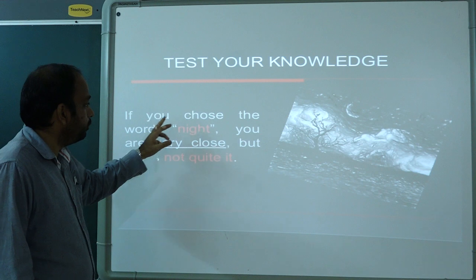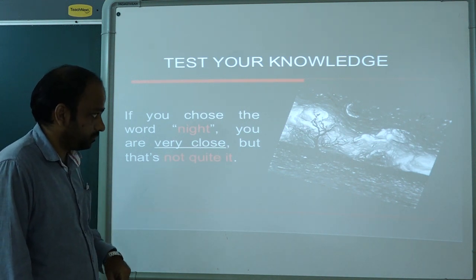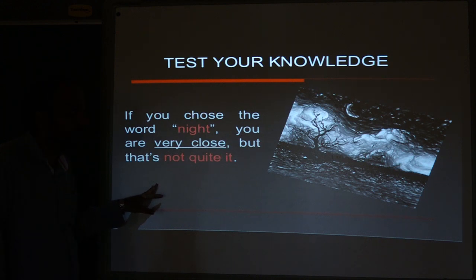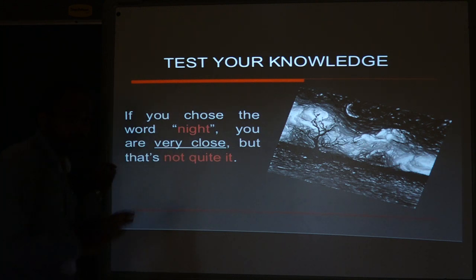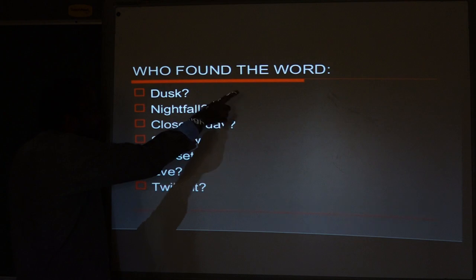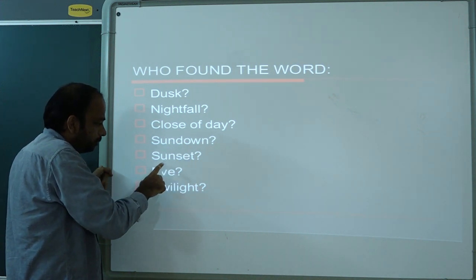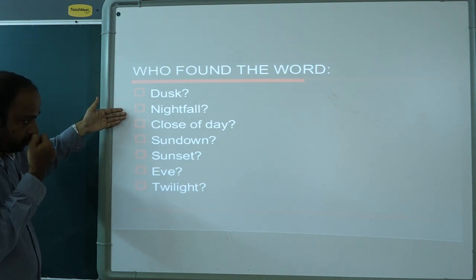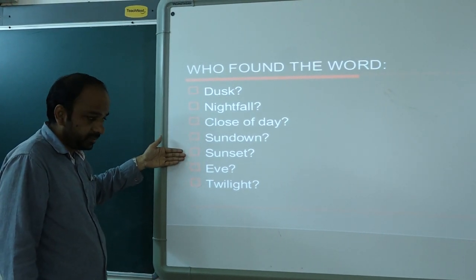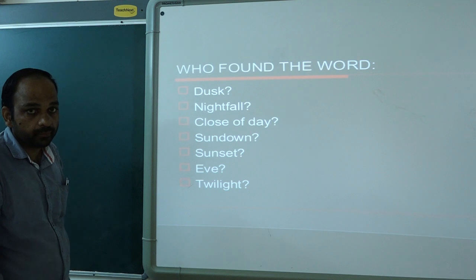Test your knowledge. If I say evening, what is the meaning of evening? If you choose night, you are very close, but not quite. Some words for evening are dusk, nightfall, close of day, sundown, sunset, eve, or twilight. These are words that express the meaning of evening.